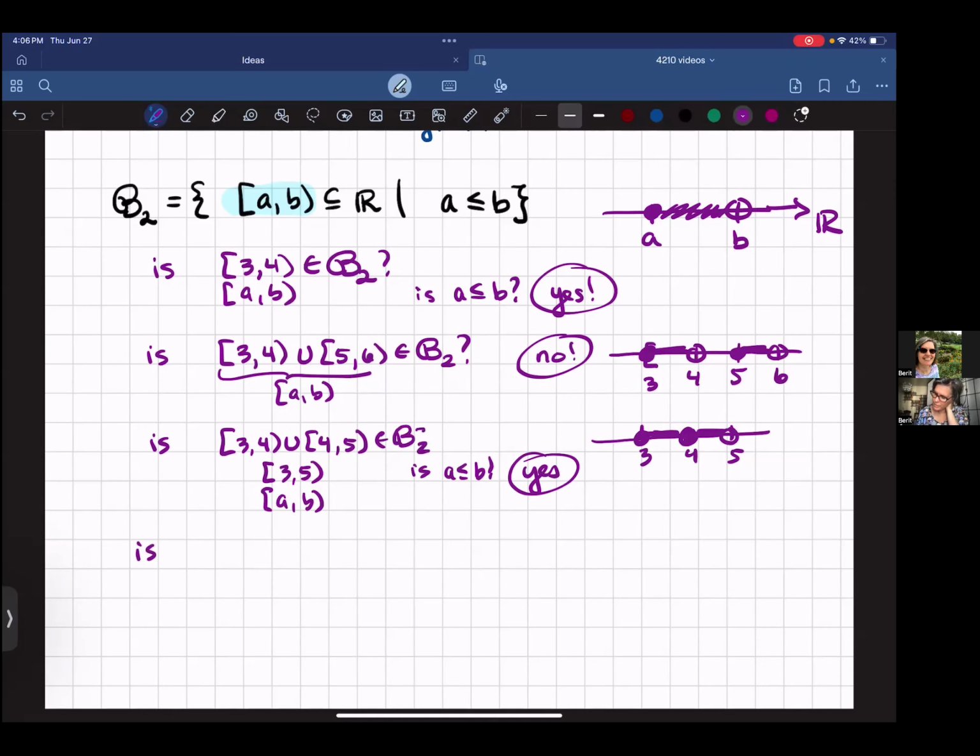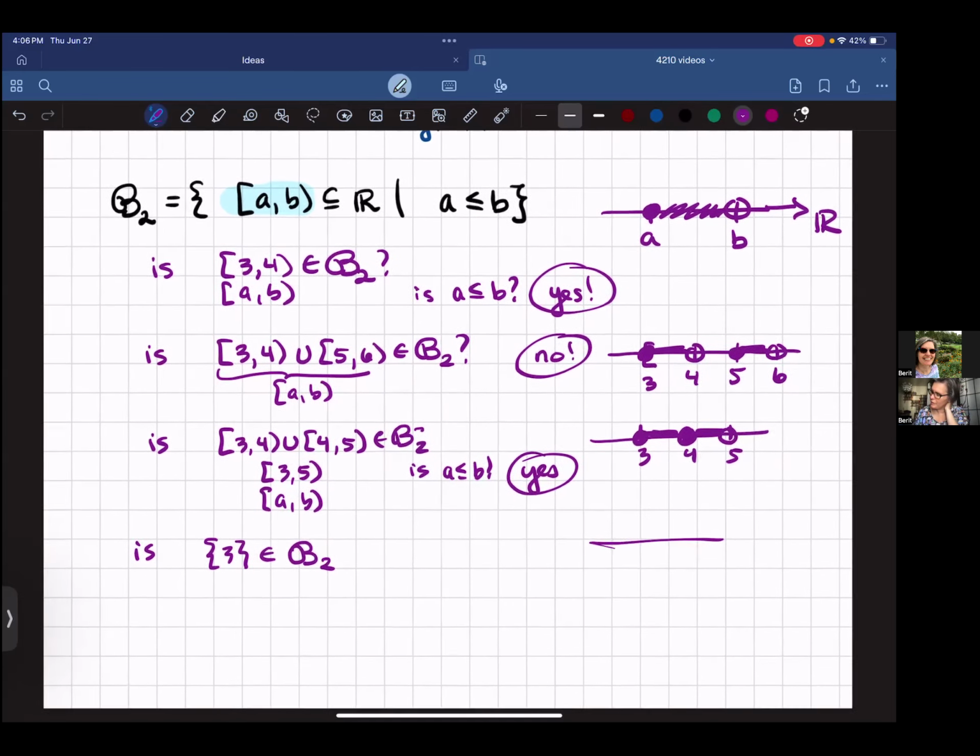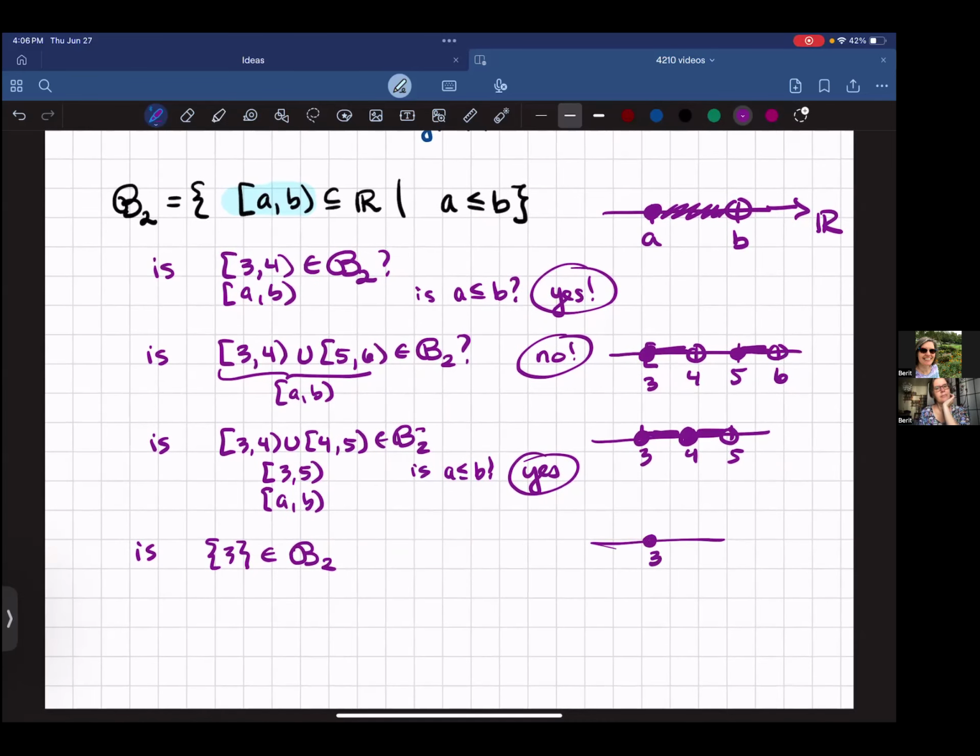What about is the singleton {3} in B2? Just the point 3. This is like a little sketchy. It kind of depends on what you allow for your interval notation. But I would say that this actually looks kind of like [3, 3). And so if this is [A, B), is A less than or equal to B? Yes. Okay, so I would say that is in B2.